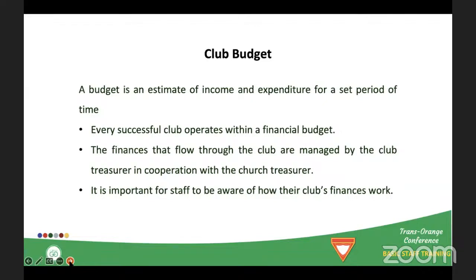It is important for staff to be aware of how their club finances work. Not only for staff, but even for parents themselves, because the parents are the main funders of the club. Therefore, they all need to know how their finances are working in order for them to keep supporting the club. Let's move on. Next slide.